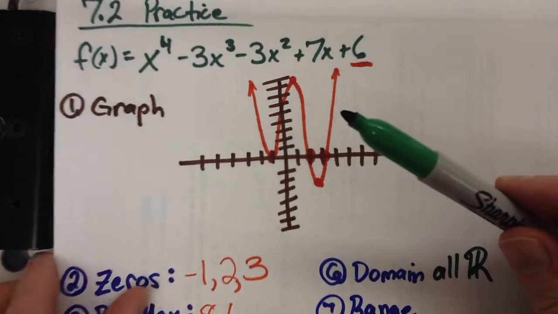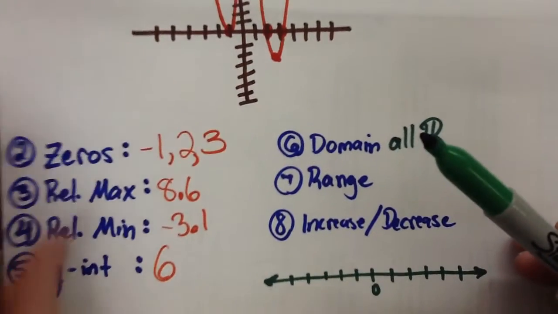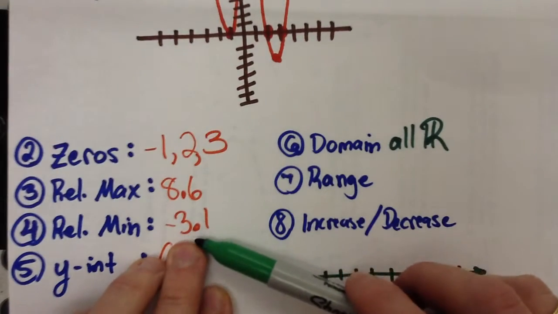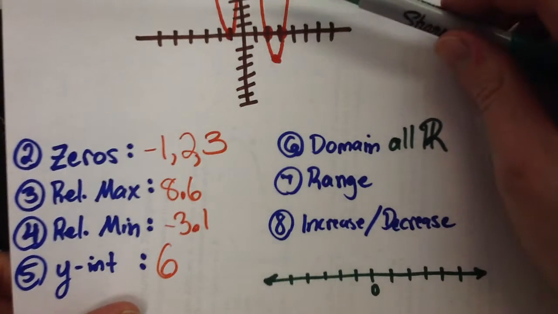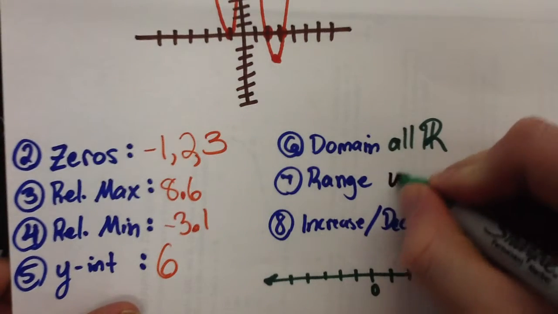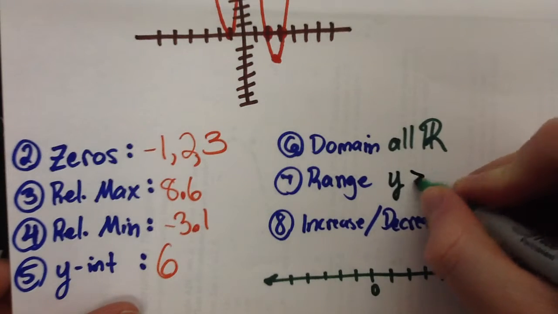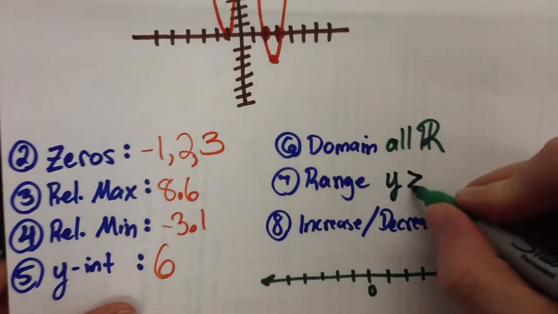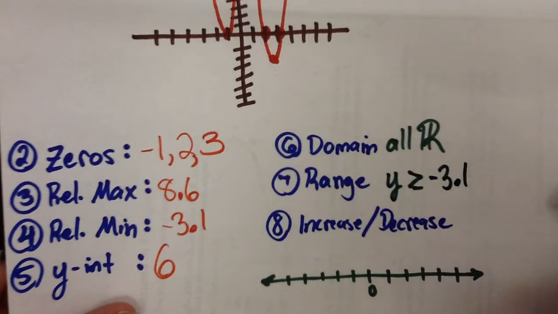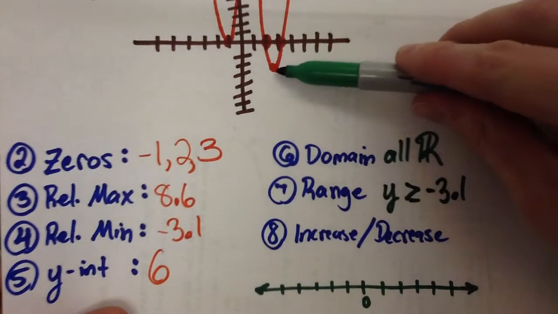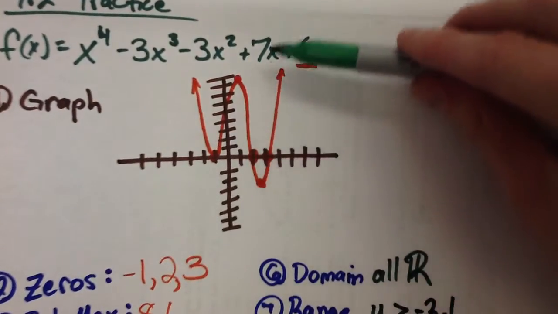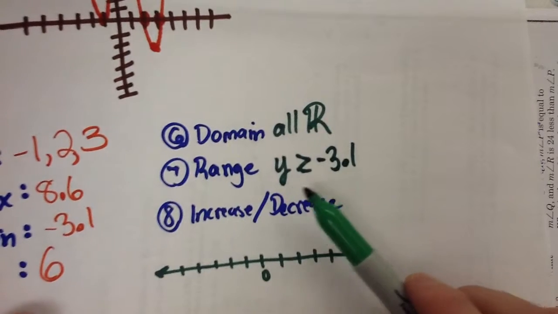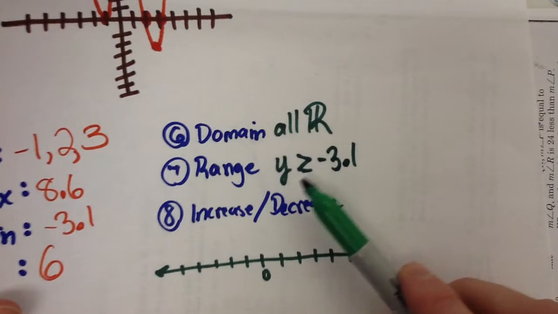So it's anything from this minimum you found, negative 3.1, up forever. So our range, it's y values. It's any y value greater than or equal to negative 3.1. Okay, negative 3.1 is the lowest it ever hits. It is exactly equal to that. And then it's anything above it. All right, so for range, it's greater than or equal to negative 3.1.